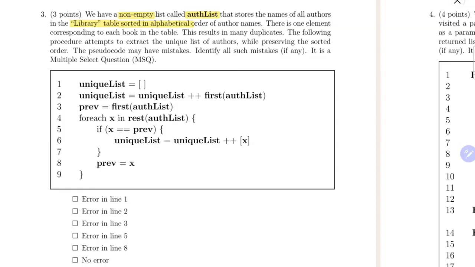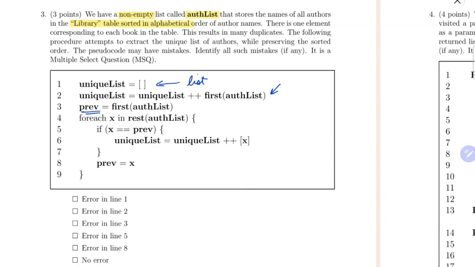The pseudocode may have mistakes. Identify all such mistakes. So let's first read the question. So the first line initializes a list. Okay. The second line says unique list is equals to unique list plus first author list. So first author is added. Okay. Now previous is equals to first. Now a variable called previous has been assigned the first value from auth list.